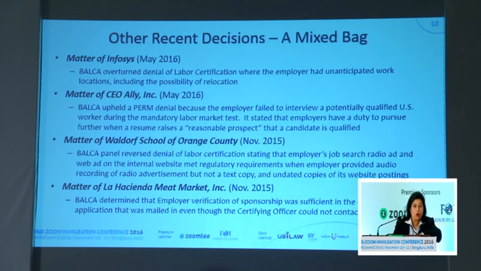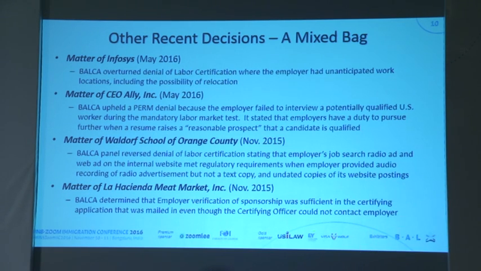There are a few more that I want to quickly go through. This, as I titled it, is a mixed bag. Some went as a reversal of decision, some as confirming the denial decision. Matter of Infosys, Volcker overturned the denial of a labor certification where the employer had unanticipated work locations, including the possibility of relocation. Matter of CEO Ally, May 2016, Volcker upheld a Perm denial because the employer failed to interview a potentially qualified US worker during the mandatory labor market test. It stated that employers have a duty to pursue further when a resume raises a reasonable prospect that a candidate is qualified. I want to stop just for a few seconds to address this.